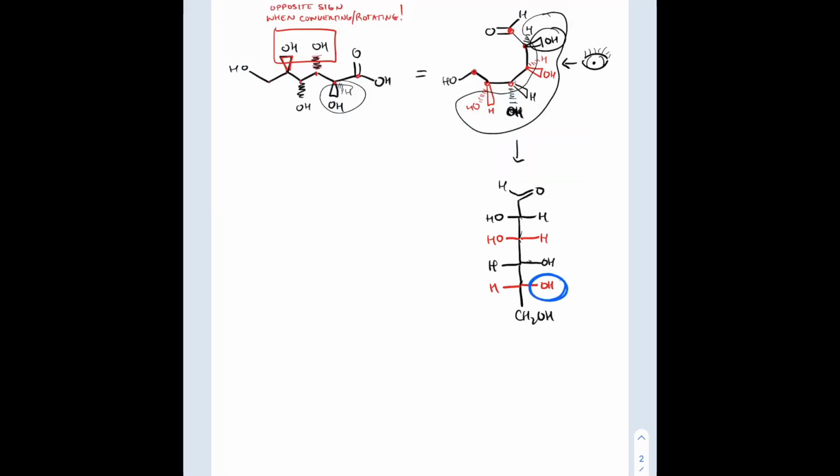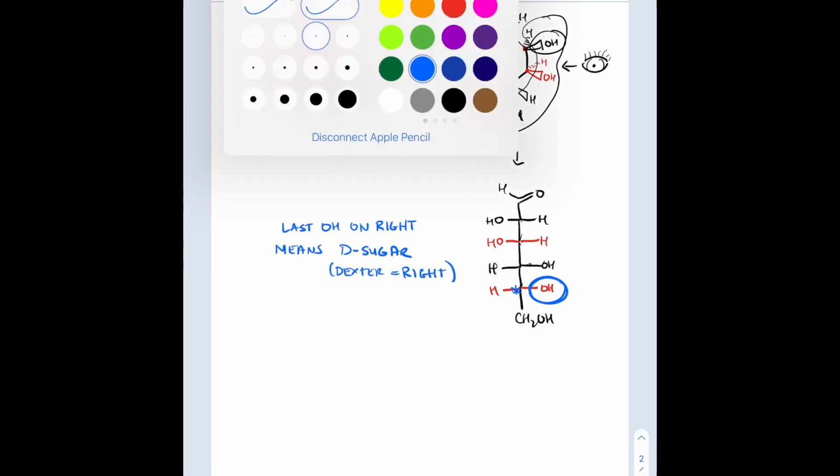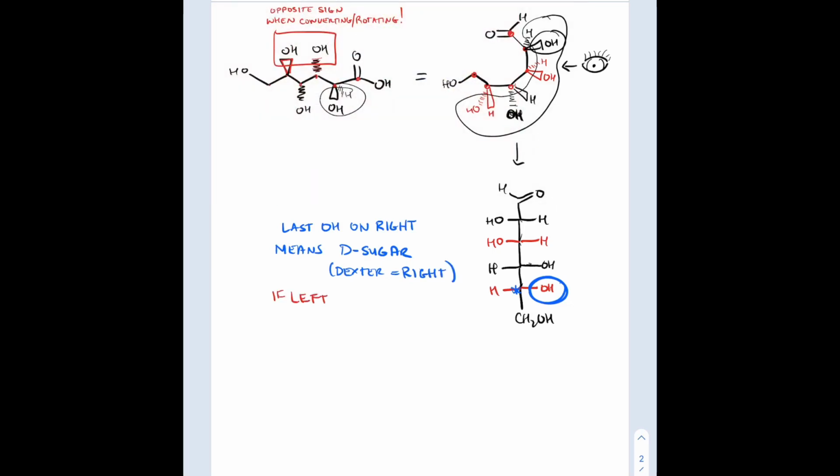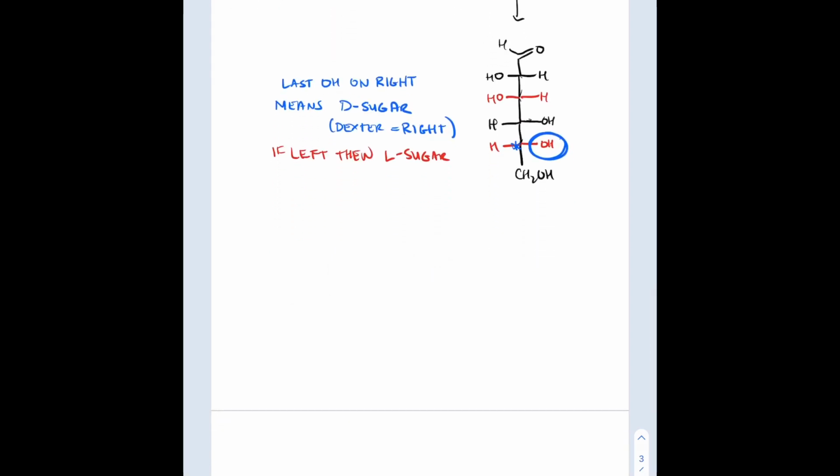Okay, so the one term, I've already given you this before, but I'll give it to you again, is the last OH on the chiral center. So this CH2OH on the bottom, that's not a chiral center, but the last OH on the chiral center in a Fischer projection, if it's on the right, then that means it's a D sugar. So dexter for D, it means right. And if it's on the left, then that means it is an L sugar.